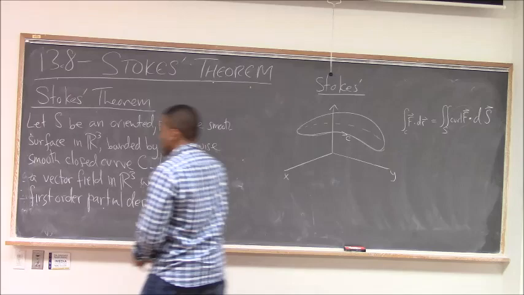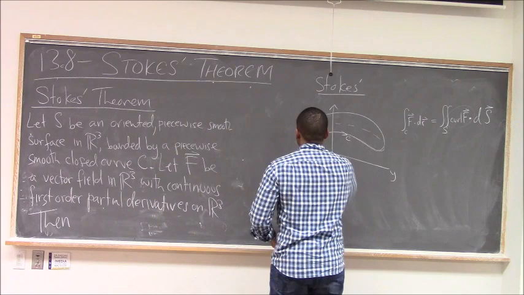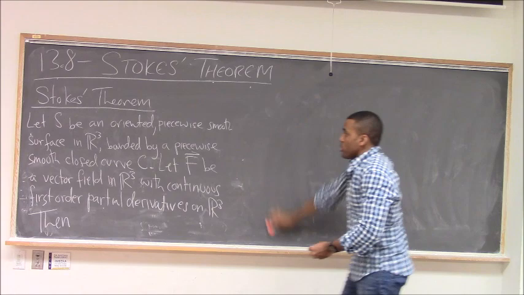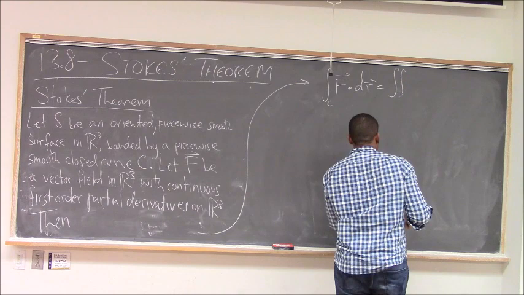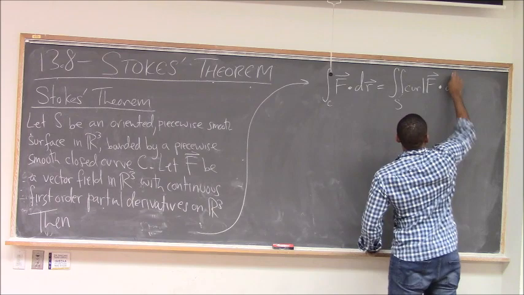Then, finally, according to Stokes' theorem, this equation holds. So under these conditions, there's another way to compute the work integral. The integral around the curve C, F dot dr, will be equal to the double integral over S of curl F dot dS. Notice that this is a surface integral over a vector field. The left side is a line integral.